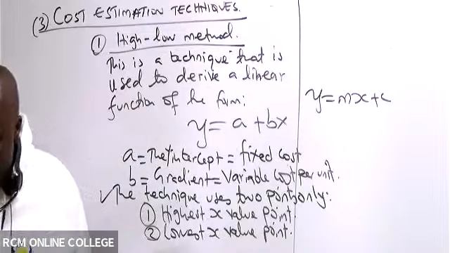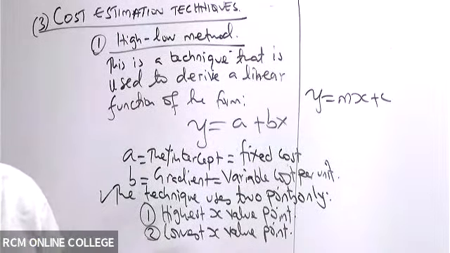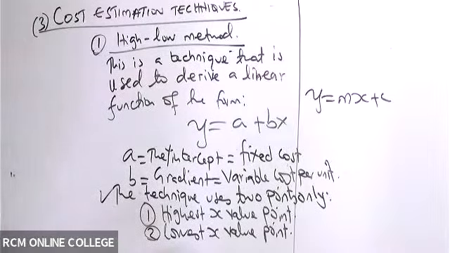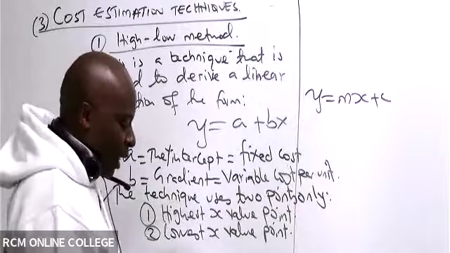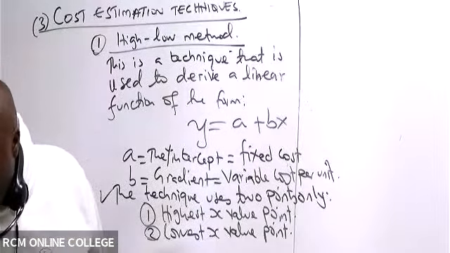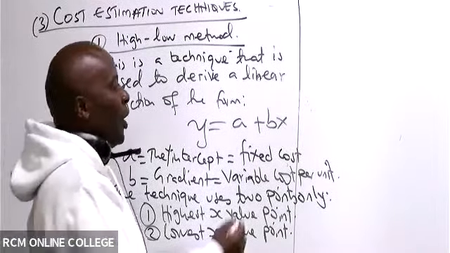I can only see one ninja called Moses Mauti saying, Mwalimu, I'm okay. I've known that this method is basically used to develop a straight line. It uses how many points? 2 points. The highest x value point and the lowest x value point. And for us to be able to know exactly what you're doing, we must look at an illustration before we look at our past paper questions. So, illustration.